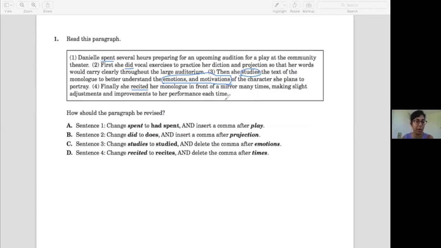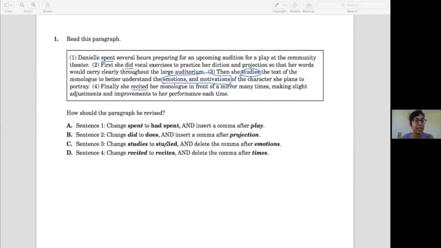So let's go through those one by one. A says, sentence 1, change spent to had spent and insert a comma after play. Usually if you're very sure about the mistakes you found, you can just find the answer choice that has those and just select it. But if you're not 100% sure, it's helpful to look at all of them and make sure you didn't miss anything or ignore anything. And sometimes one mistake will be in 2 different answer choices. So then you have to compare those ones. So we're going to look at the answer choices.